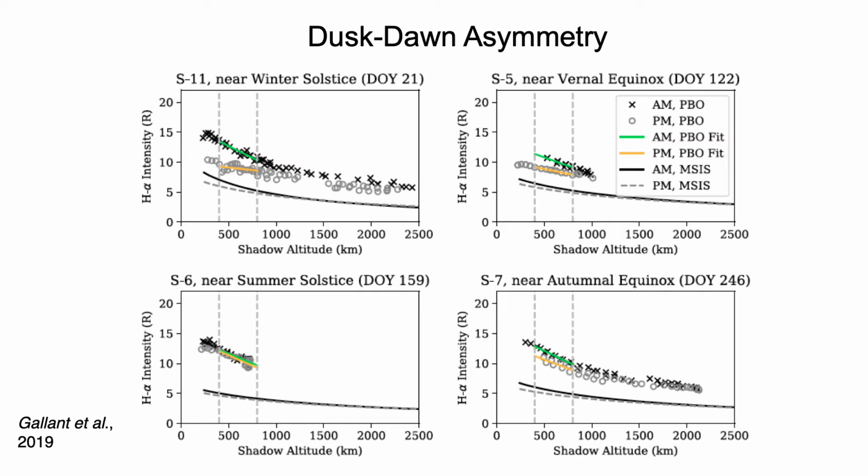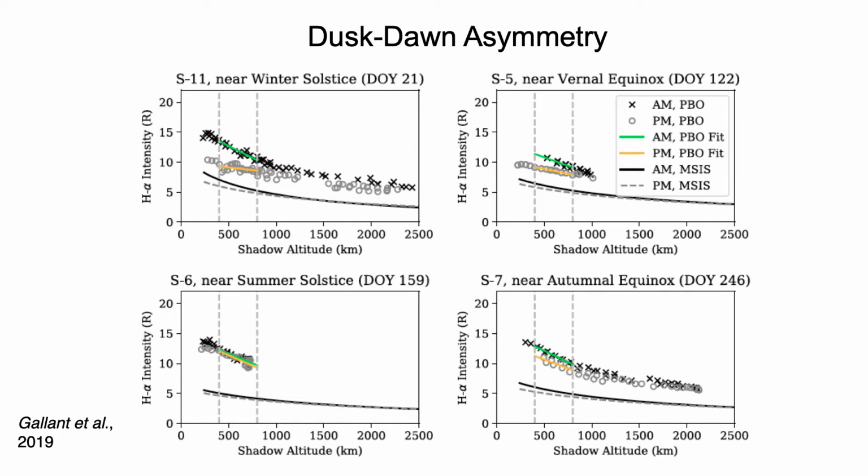Okay, so first I'll talk about variability at shorter time frames. So the first is the dusk-dawn asymmetry. This is work by Maggie Gallant and Edward Merkowitz et al. So here first I want to point out that we can see that the intensities are decreasing at higher shadow altitudes. So the observed intensity is higher at lower shadow altitudes where a larger column of hydrogen is illuminated by the sun.